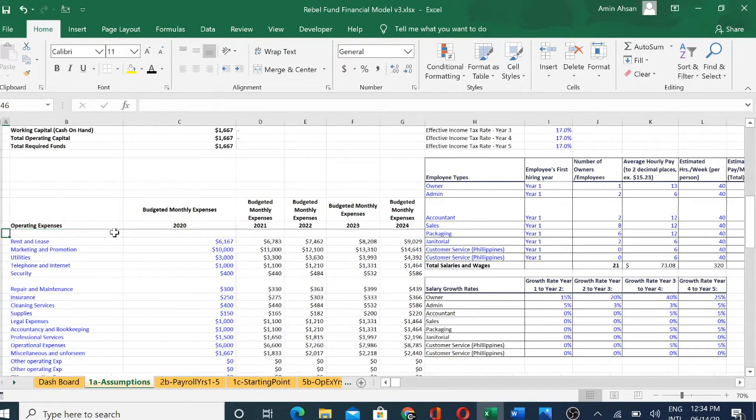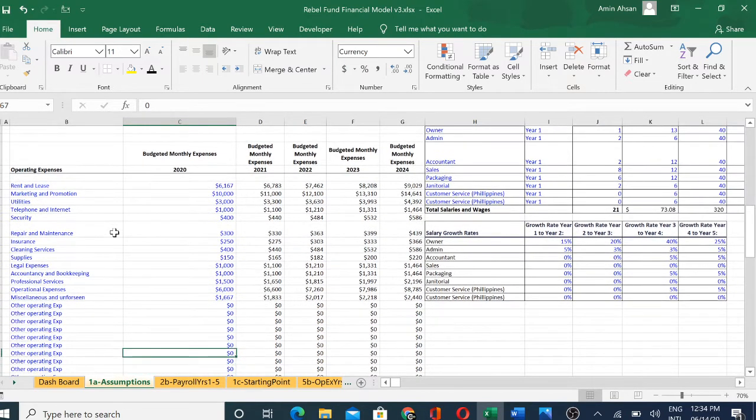Now we have the operating expenses. These are the operating expenses. You just need to enter the estimated monthly expenses in the first year. So I have entered the monthly expenses as per my understanding for the first year, and you have no need to enter the monthly expenses for the next years.